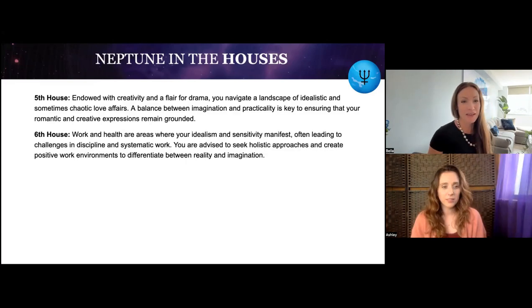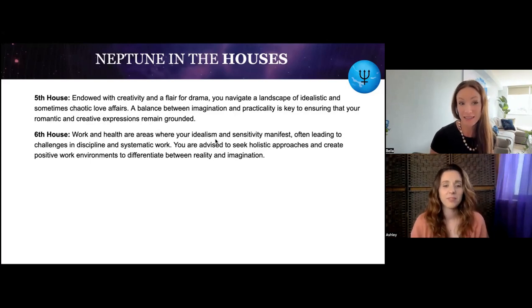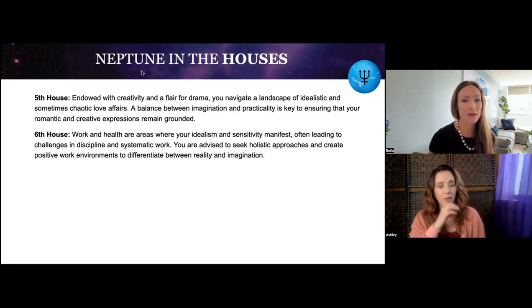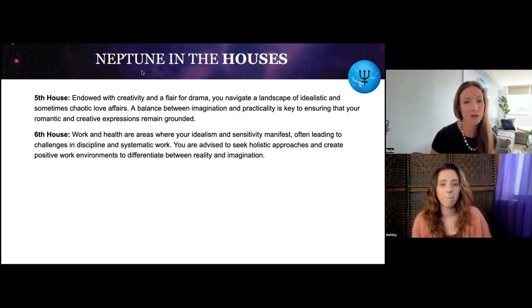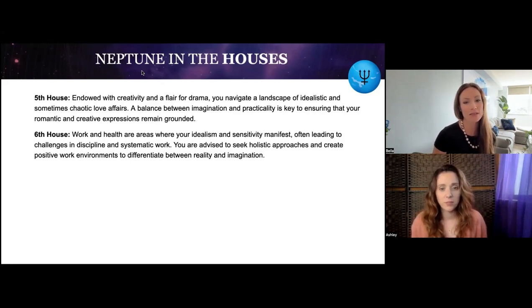with it? Okay, so this is me. I have Neptune in the sixth house, conjunct Lilith. So if you have Neptune in the sixth house, work and health are areas where your idealism and sensitivity manifest, often leading to challenges in discipline and systematic work. You are advised to seek holistic approaches and create positive work environments to differentiate between reality and imagination.